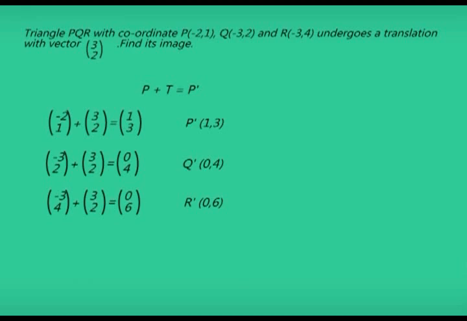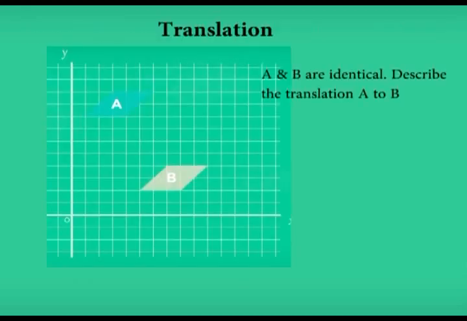Given an object and its image, we can find the translation vector. Shapes A and B are identical. Describe the translation of shape A to B. What we do is pick a single point again and then track how far it has moved to shape B.